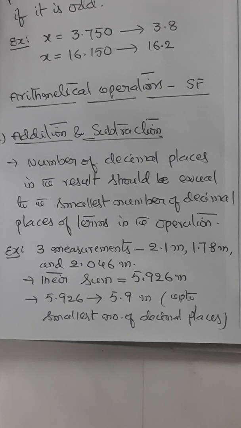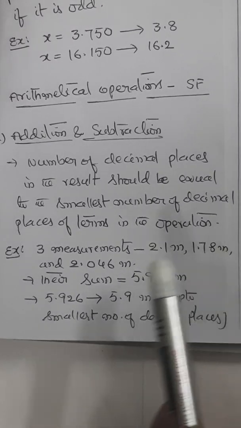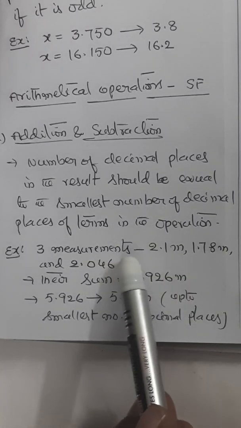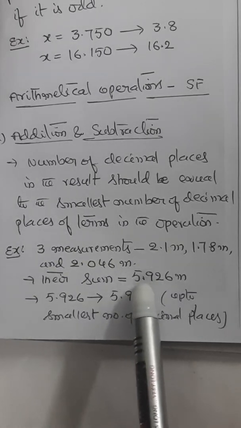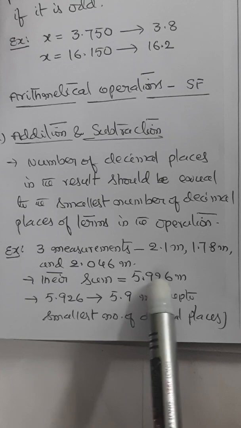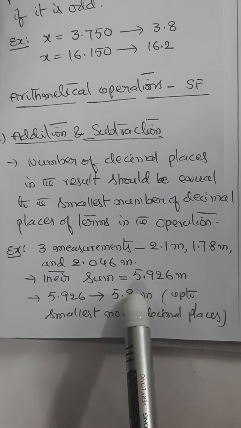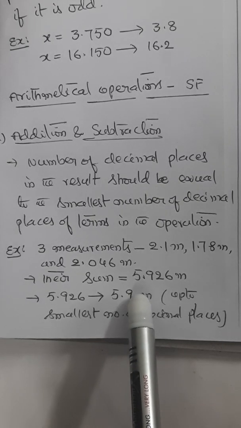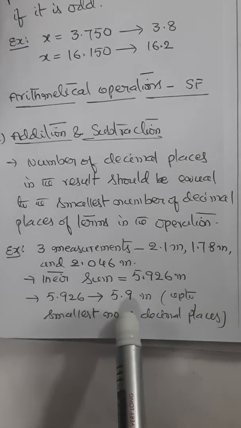For example, consider 3 different measurements of length. When you are trying to sum up, let the measurements taken be 2.1 meter, 1.78 meter and 2.046 meters. Now when you take the sum of all the 3 measurements, it comes to 5.926 meters. This can be rounded off using rounding off rules to 5.9 meters. That means you have adjusted up to the smallest number of decimal places.